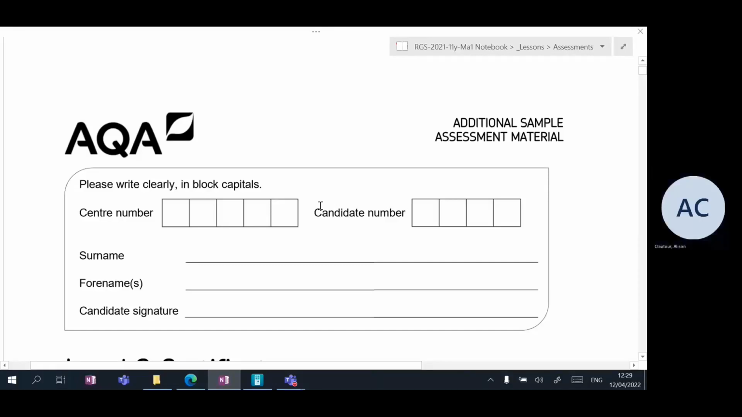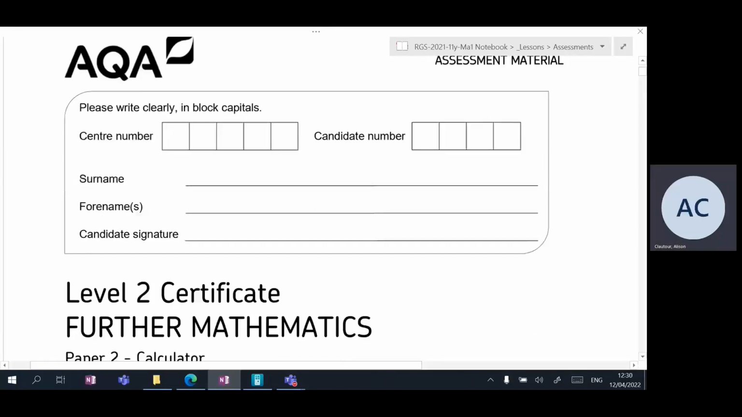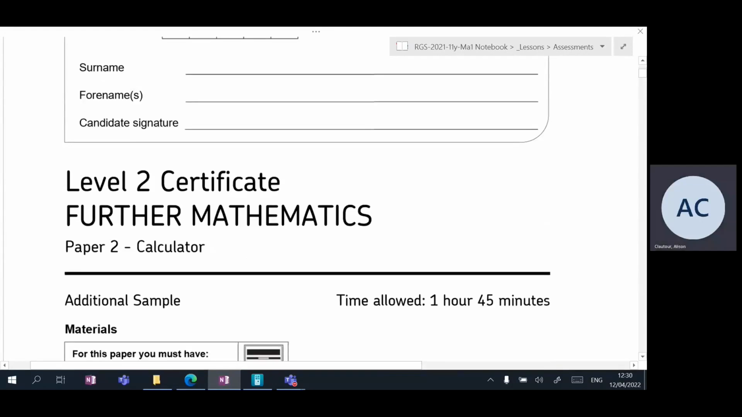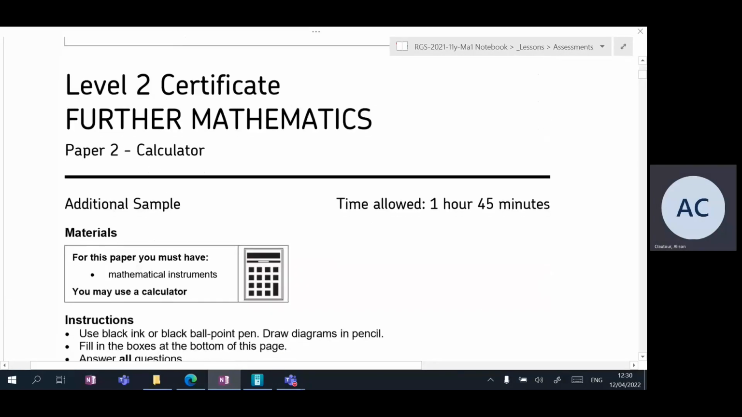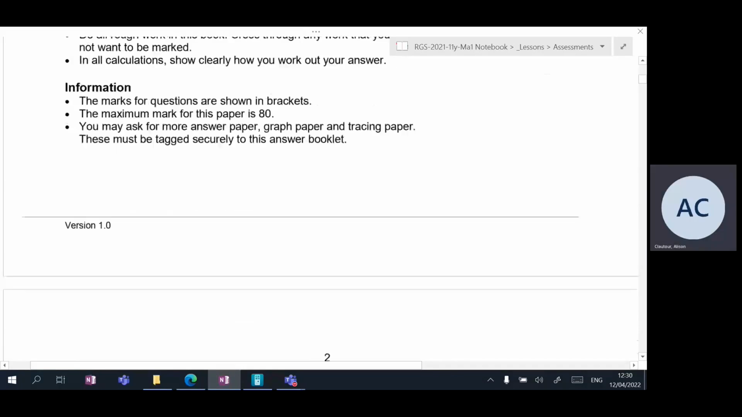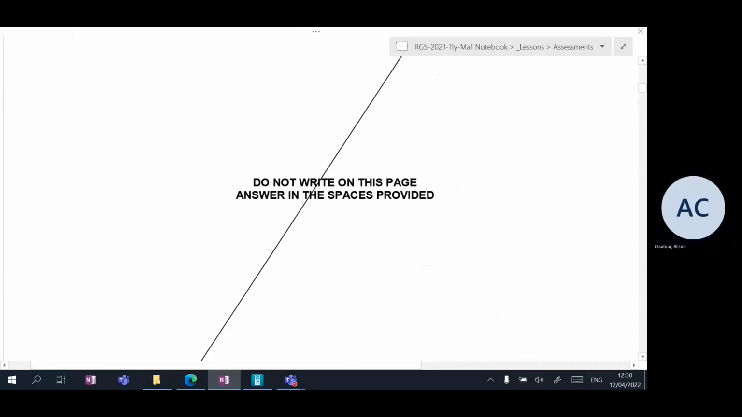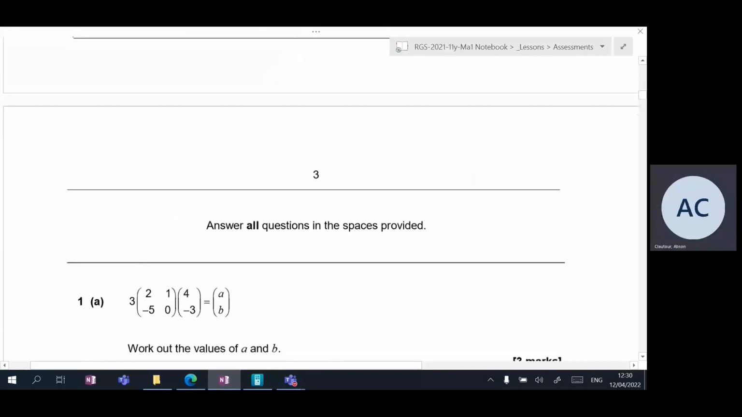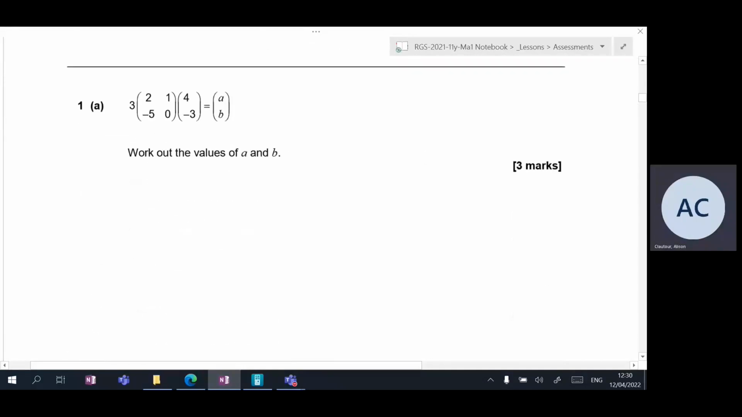This is the additional sample assessment material for the 2020 specification for level 2 further maths. And this is paper 2, so you are allowed to use a calculator. So let's start by having a look at question 1.